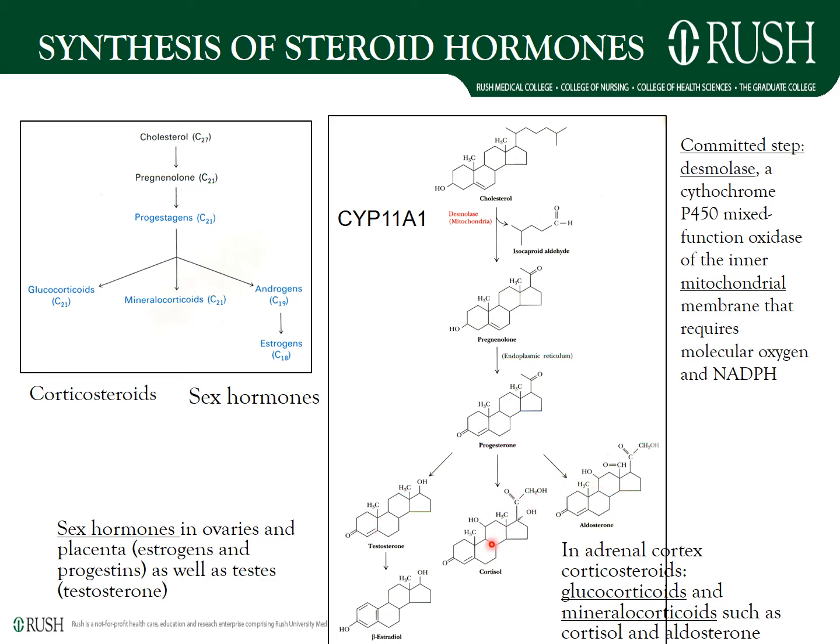The glucocorticoids and mineralocorticoids together we call corticosteroids because the synthesis of these two classes of hormones is happening in the adrenal cortex. Glucocorticoids like cortisol, mineralocorticoids like aldosterone, all synthesized in the adrenal cortex cells. Sex hormones in the ovaries or placenta like estrogen, estradiol, and testosterone or the active form dihydrotestosterone are also synthesized in the testes.